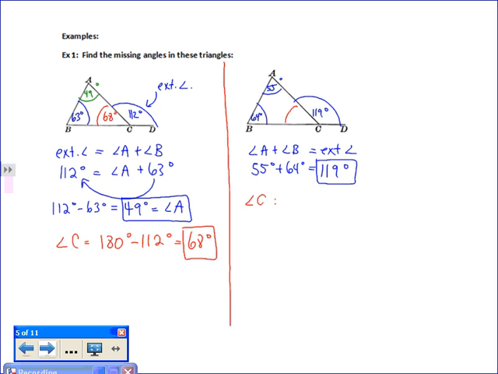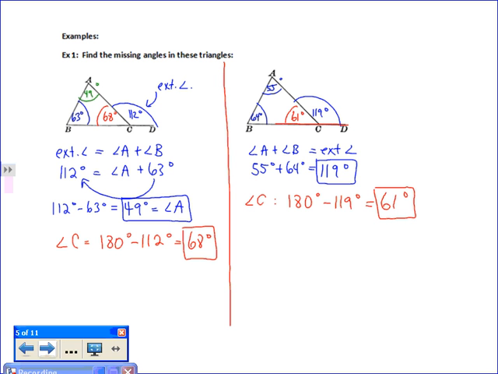Finally, solving for my last interior angle, so angle C. There's, again, two ways I could solve for this. It will be the last angle of my triangle, so 180 degrees, subtract the other two angles that I know. Or I recognize that it's on a straight line with the exterior angle, and so it's supplementary. So I could also use that relationship. 180 degrees minus 119 degrees is going to equal 61 degrees. And there's my remaining angle, 61 degrees. These are pretty straightforward.